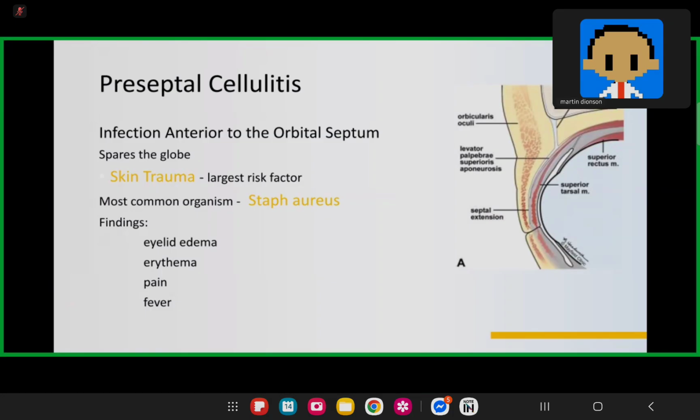Here, your major cause or risk factor in developing this infection is skin trauma. And again, one of the most common organisms is Staph aureus. Patients still present with swelling, no? So eyelid edema and erythema. They may also have a little bit of pain, and some patients would have fever, being an infectious process.